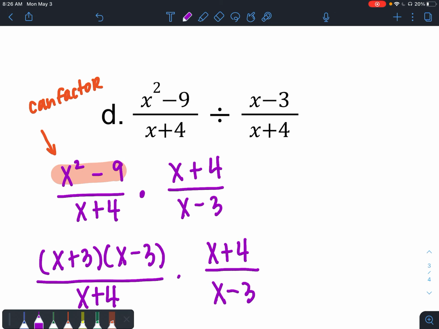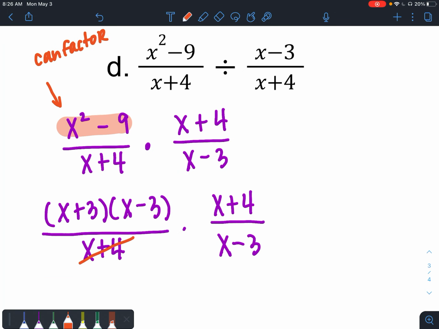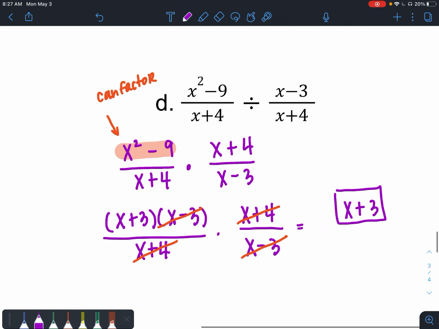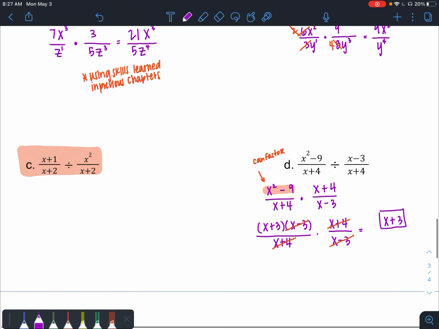Right, and then let's go ahead and cancel some stuff. So this x plus 4 can cancel with this x plus 4. This x minus 3 cancels with this x minus 3. And so then I'm left with 1 in the denominator and x plus 3 in the numerator. So x plus 3 is my final answer. So all of this turned into just x plus 3. So that's why we should simplify before we multiply.